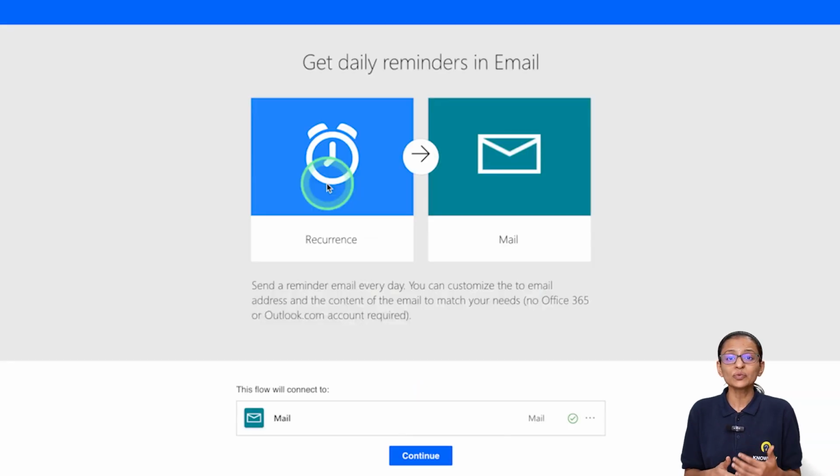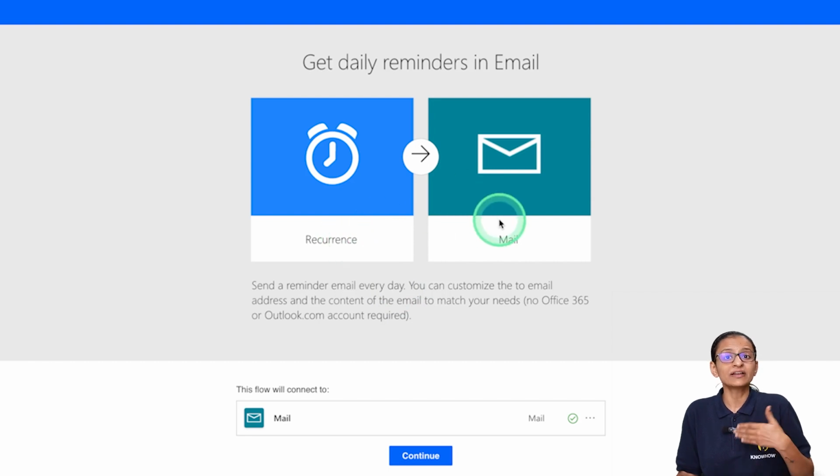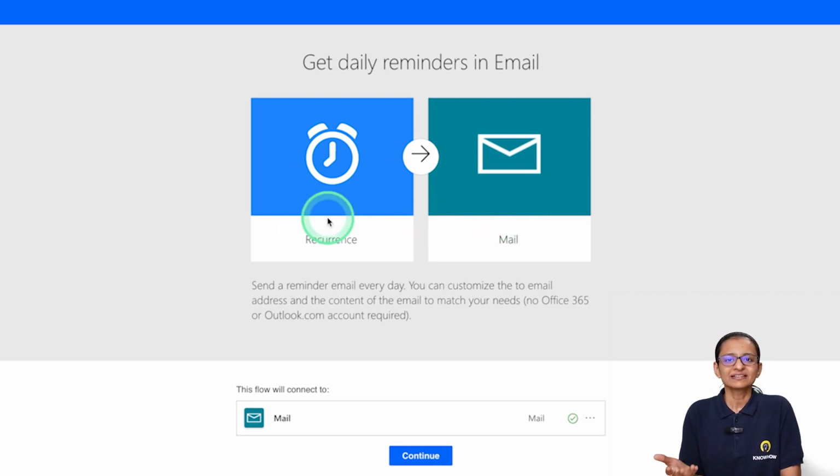Once you select that, it tells you that these two things are being used. Basically, recurrence is a trigger, and if that trigger occurs, what action will the flow do? That action will send an email. So those are the two things they are showing.